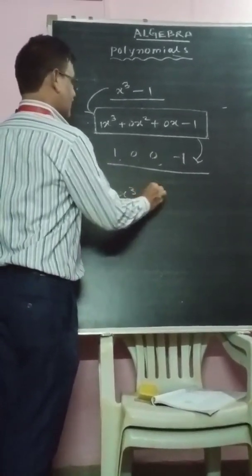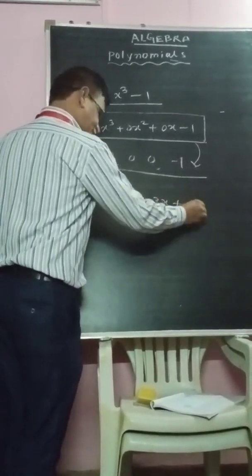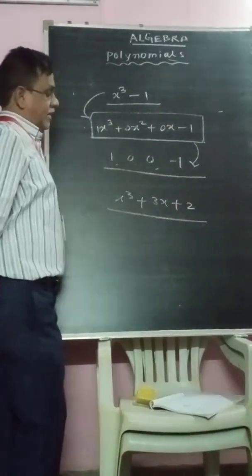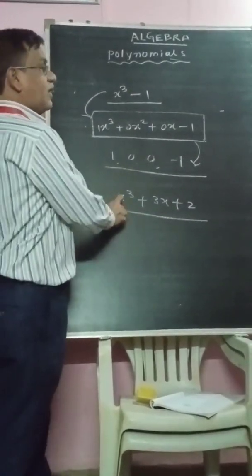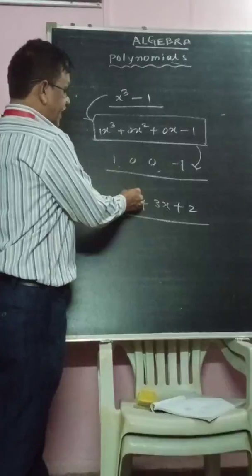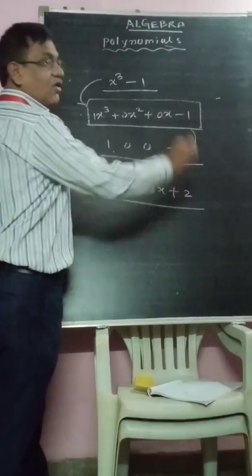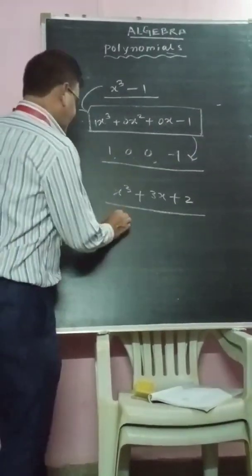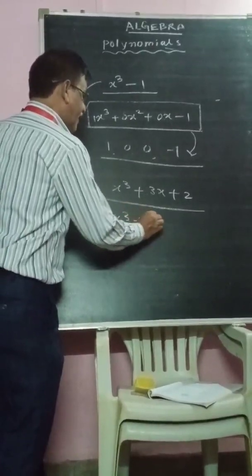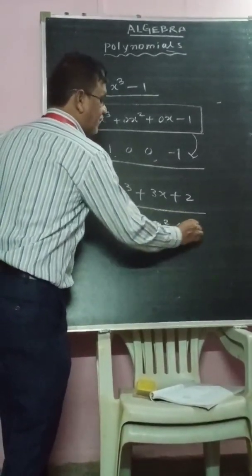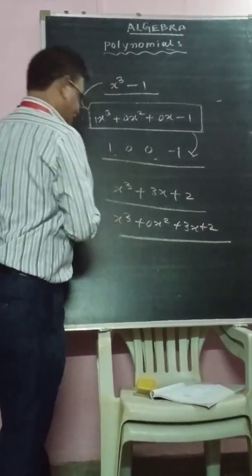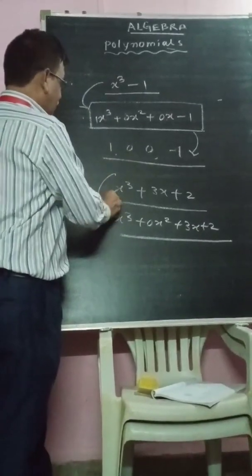x cube plus 3x plus 2. This is the given polynomial. But in the actual polynomial here, the power is 3 and the power 2 term is not there. It means it is x cube plus 0 into x square plus 3x plus 2. This is the actual given polynomial.